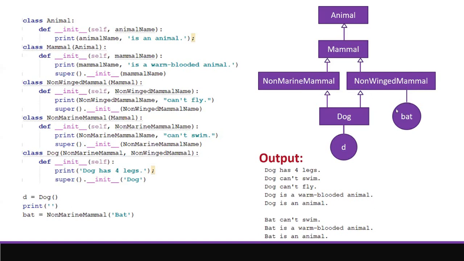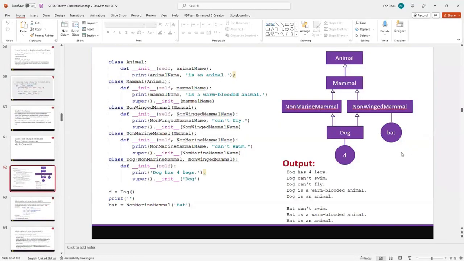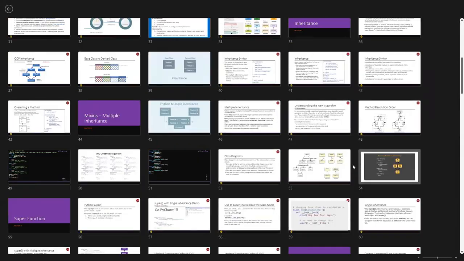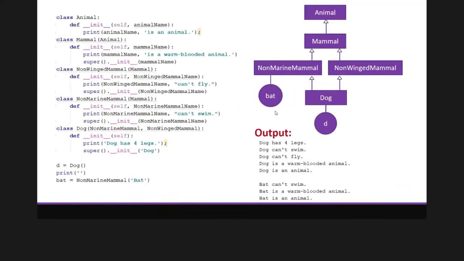I'm sorry, this bat should be on this side. Let me change the slide. I put it in the wrong location. It should be here. Sorry, I'll update the slides. And then when you call, you'll get output like this, just to show you how multiple inheritance can be done. I'll update the slides.